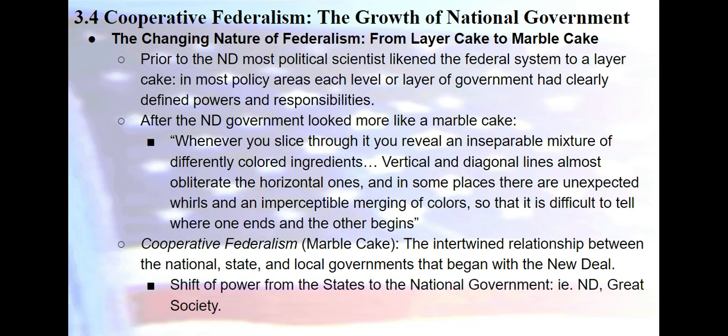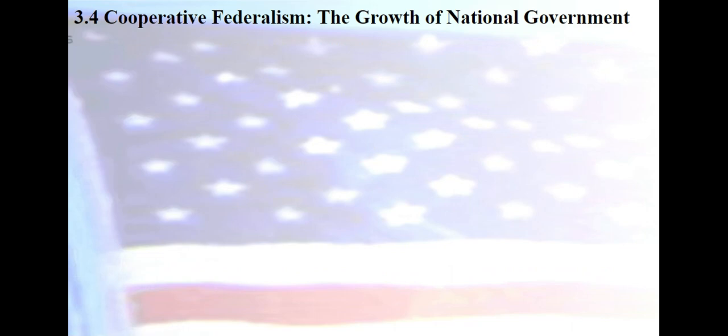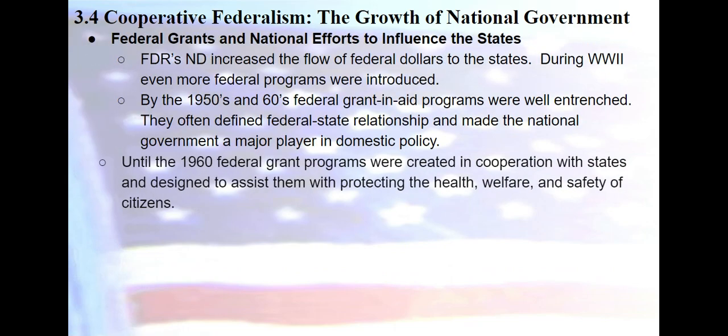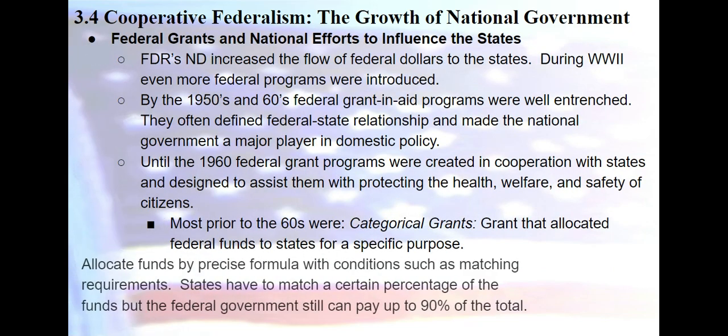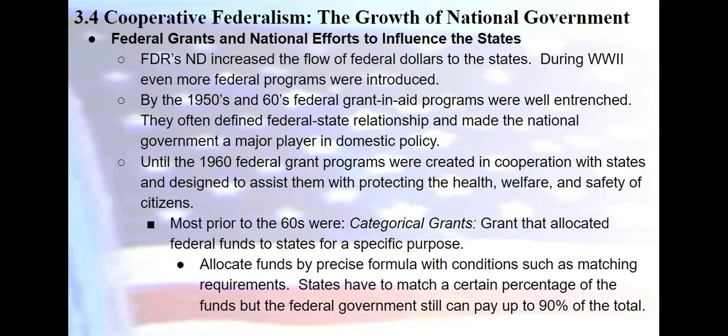It shifts powers from the state to the national government. For instance, in the New Deal, the federal government exerts an extraordinary amount of power in areas that previously would have been thought the domain of the states. And then again during the Great Society, where LBJ and his government sought to shift power from the states to the federal government. FDR's New Deal increased the flow of federal dollars to the states as well.